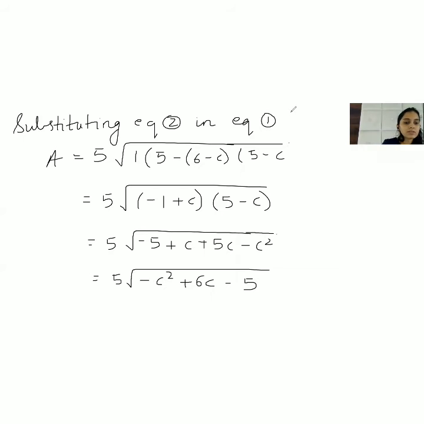So what we can do is we'll square this area, A square. So we get 25 bracket minus C square plus 6C minus 5. Now, why am I squaring it? Because it's a root term, and the derivative would be a little longer, so you might make a mistake there. So we're taking that as the value for the derivative. So we say A square is equal to 25 bracket minus C square plus 6C minus 5.